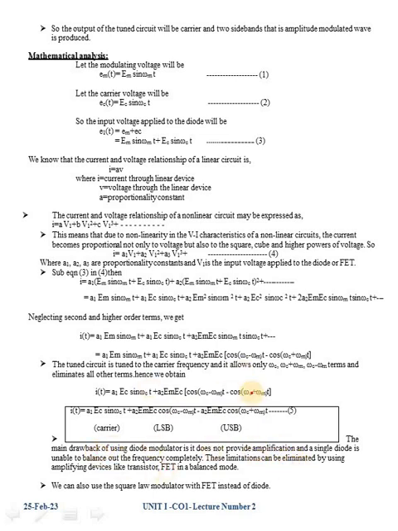The main drawback of this diode modulator is that it does not provide amplification, and a single diode is unable to balance out the frequency completely. These limitations can be eliminated by using amplifying devices like transistors fitted in a balanced manner. So that is the beauty of the square law modulator.